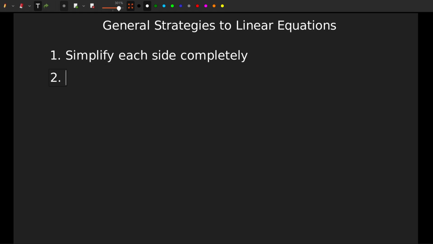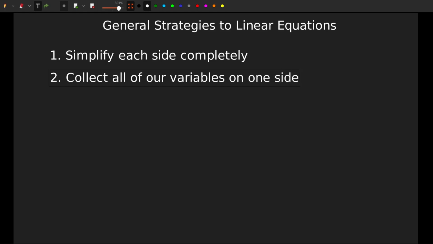we want to collect all of our variables on one side. Okay, so if we have an x term on the left and an x term on the right, we want to make all of our x terms, our variable terms, either on the left side or the right side. Okay, there's not a specific side you have to put them on, as long as they're on the same side together. You can choose the left or the right. A lot of times it boils down to which one is easier to use.